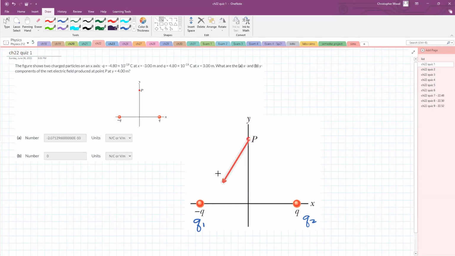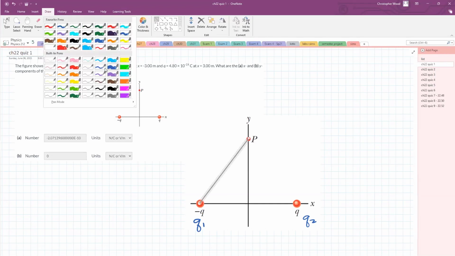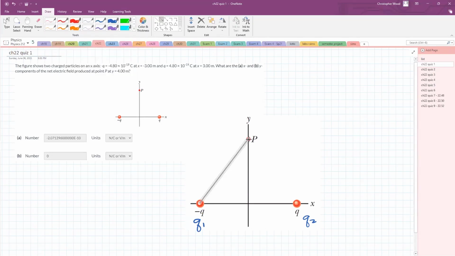Actually, you know what I'm going to do? Just because I want to be hyper meticulous about this for a minute. All right, so this is my electric field line that exists at point P due to that left side source charge. That's the term source charge. So it looks like this.